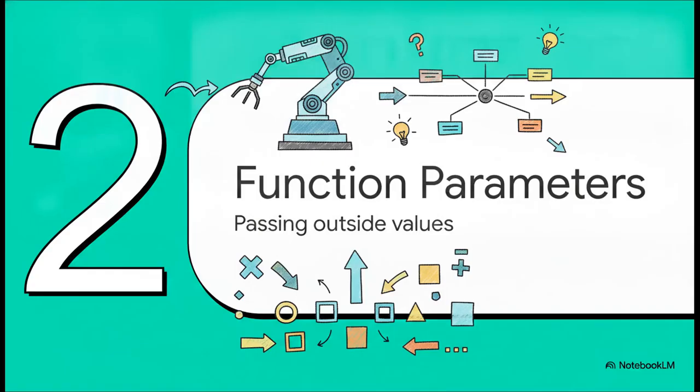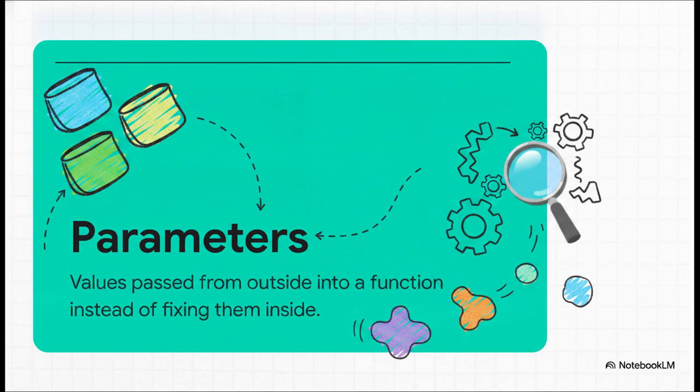Moving on to Section 2, function parameters. Look, having a machine that does the exact same thing every time is great and all, but sometimes we need our machines to be flexible. We need them to work with different, dynamic values. Before we look at the code, let's get our vocabulary straight. Instead of hard-coding values permanently inside a function, we can actually pass values in from the outside world.